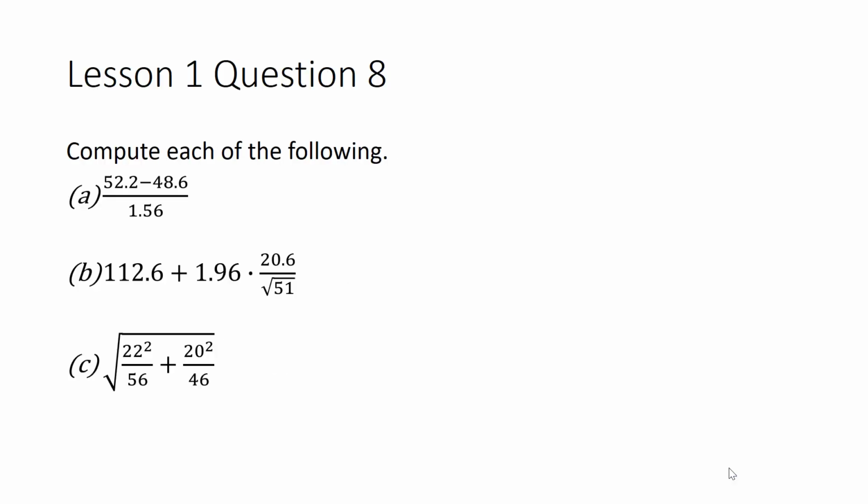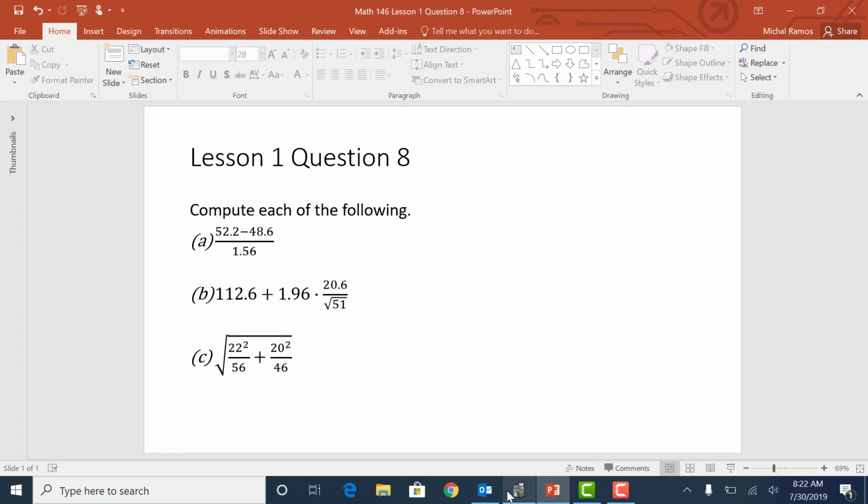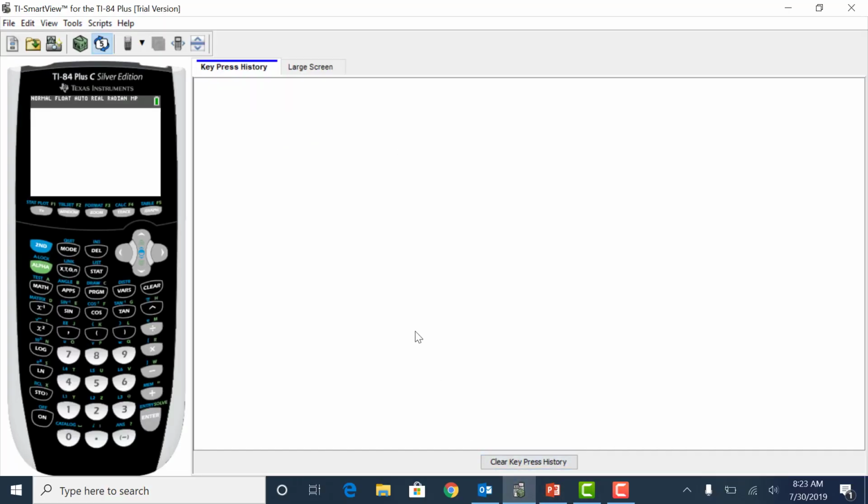Lesson 1, Question 8. Compute each of the following. So we have three things that we're going to be typing into the calculator. If you want to pause the video and write these down, you can. But we're going to go over to the calculator screen for a minute. So starting with part A, we have this fraction, 52.2 minus 48.6, all over 1.56.